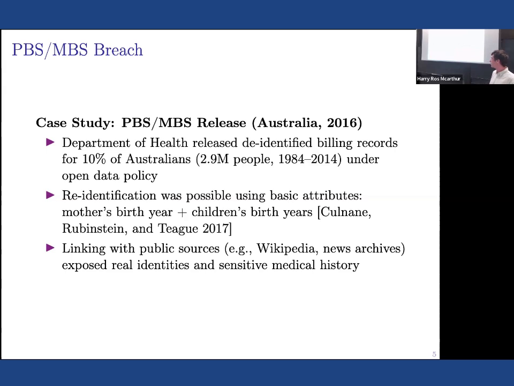Once you have isolated an individual, you can then go and look up another source of information, Wikipedia, another database. You can then link that individual to someone's name. So, mother's birth year, children's birth years is enough to isolate an individual. You can then look up more and more information about that person to make sure you've got the right person.